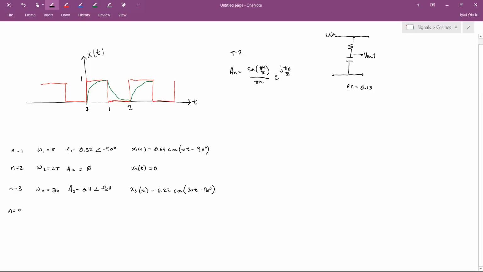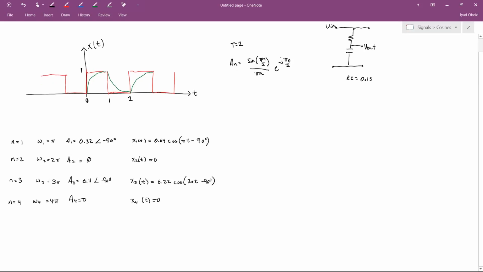In the n equals 4 case, once again if we substitute n equals 4, we get another 0. So a4 equals 0, which means x4 of t is 0. And finally, just to make the example nice and rich, we'll do the fifth harmonic. Omega 5 is going to equal 5 pi. Part of the reason I'm going through this repetitive process is so that you can hopefully see the patterns emerge. So a sub 5, if I substitute n equals 5, I get 0.06 angle minus 90 degrees, which means that x5 of t is 0.12 cosine of 5 pi t minus 90 degrees.